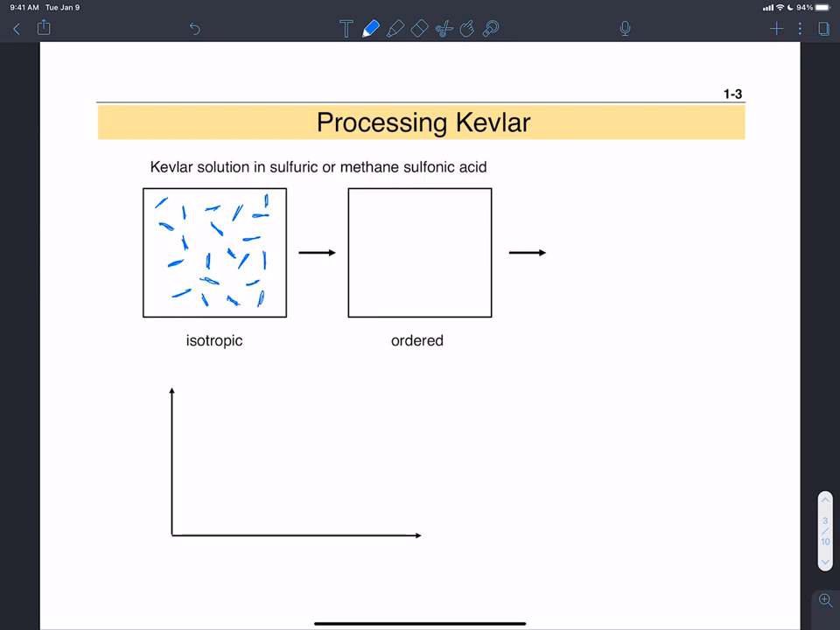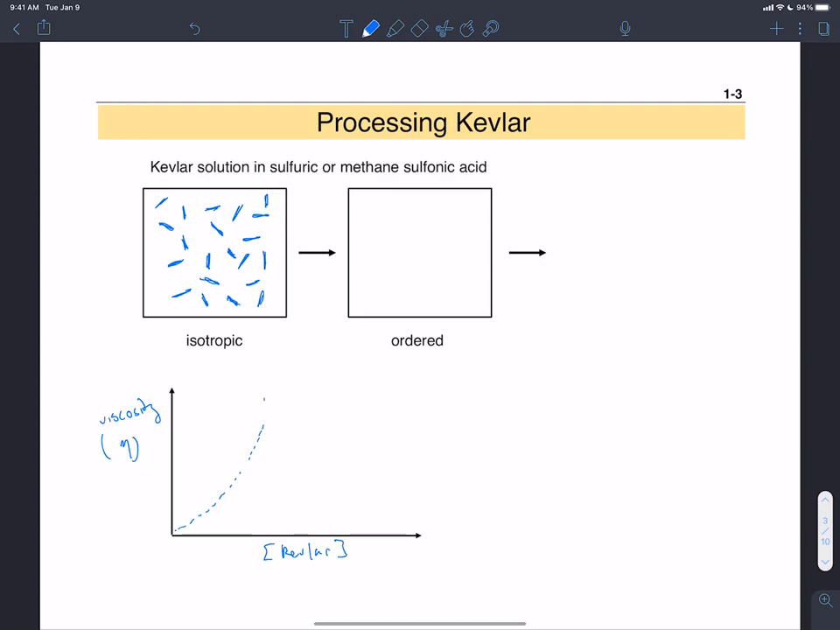And what we're going to do is imagine in this axis, we're going to have two parameters. One is going to be concentration of Kevlar. And on the other axis, we're going to have viscosity. So as we increase the concentration of Kevlar, we're going to see a dramatic increase in viscosity as we get it more concentrated. This is normal behavior for polymers as they get more concentrated. There can become chain-chain entanglement that will then lead to decreased flow.